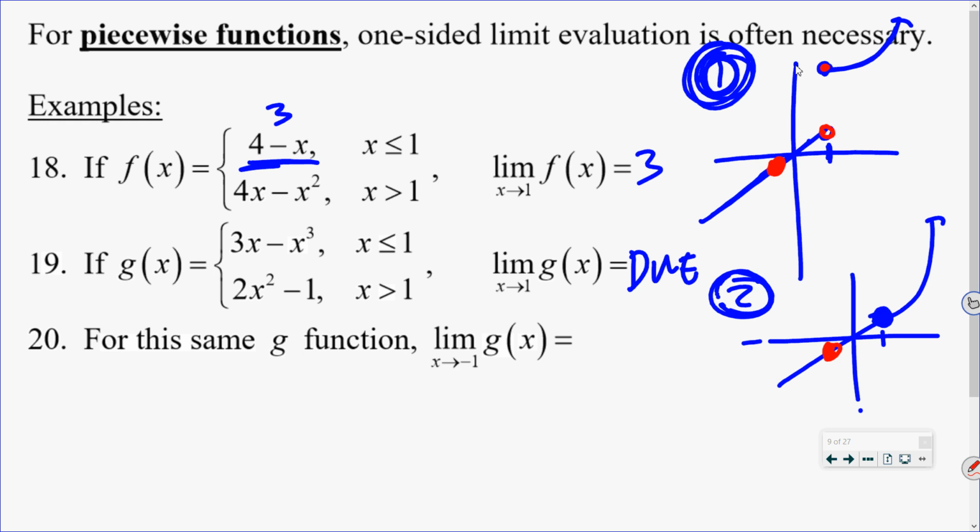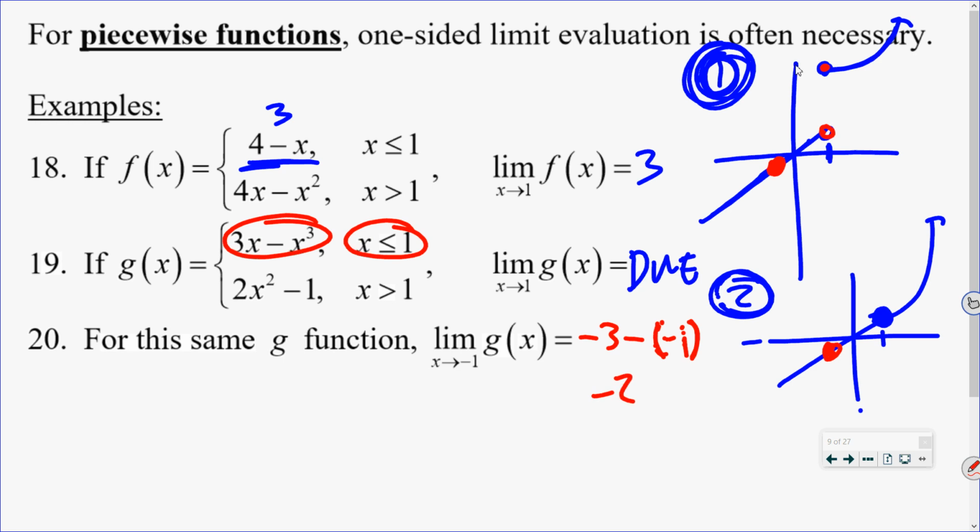And -1 is right here, right? -1 is less than 1, so all I do is plug my -1 in there. So that'd be 3 times -1 would be -3, minus -1 cubed is -1, minus -1 changes to plus, so -3 plus 1, -2 is my answer. But you just got to be careful.